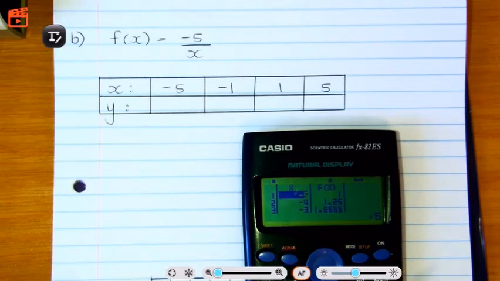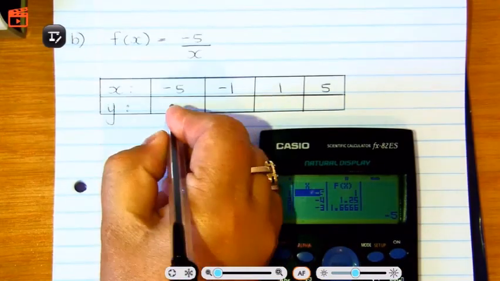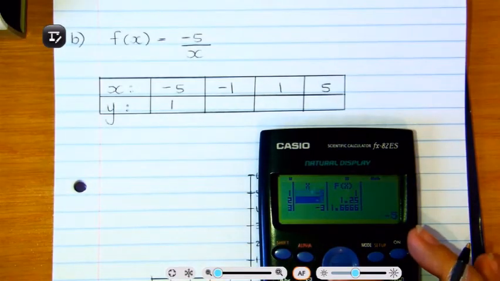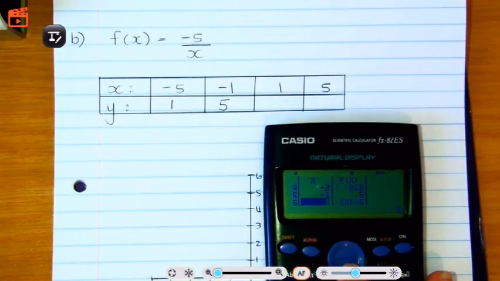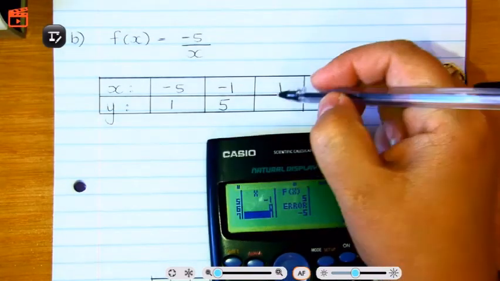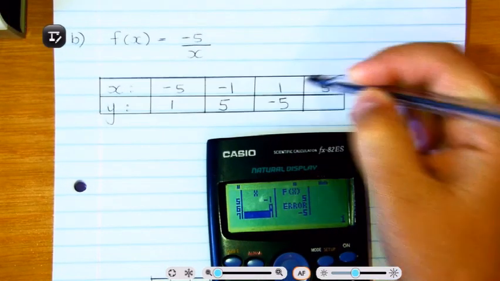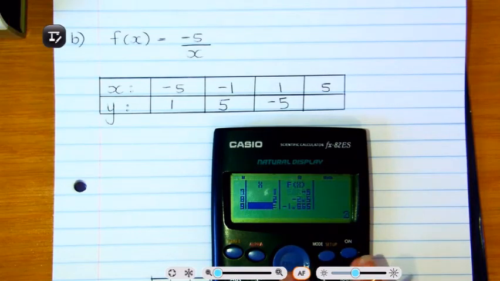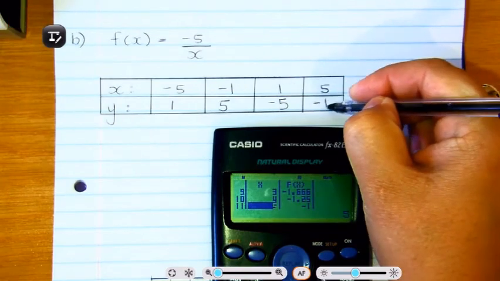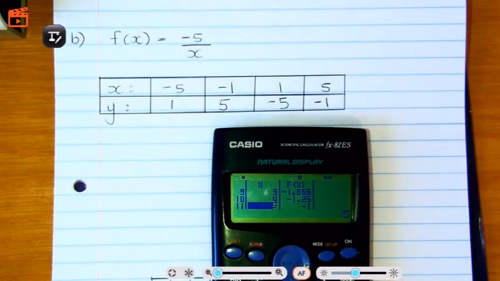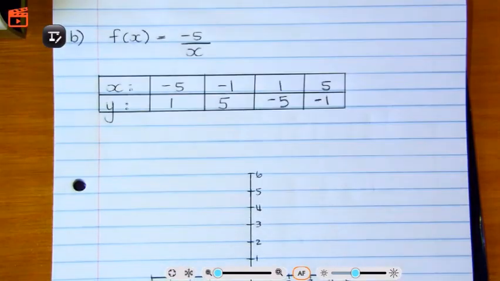Okay, so you can see you've got -5 and 1. I'm not going to use -4, -3 or -2, but I've got -1 and 5. I'm not going to use 0. I'm going to use 1 and -5. I'm not going to use 2, 3 or 4, but I am going to use 5, which gives me -1. Okay, so there I've got my values in my table, and now I'm going to plot my points.